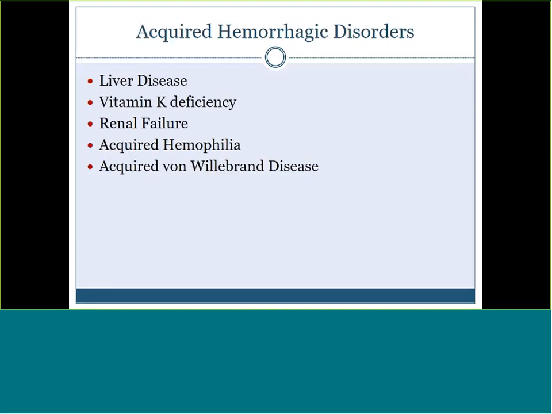There are different acquired hemorrhagic disorders and inherited hemorrhagic disorders. The acquired are listed here. Liver disease is a big one. When you think about it, all your coagulation proteins pretty much get made by your liver. So if you're having liver disease and your liver's not functioning, you're not going to make those proteins, so you're going to have a hard time stopping bleeding as a result. Vitamin K deficiency, renal failure, acquired hemophilia, and acquired von Willebrand disease.